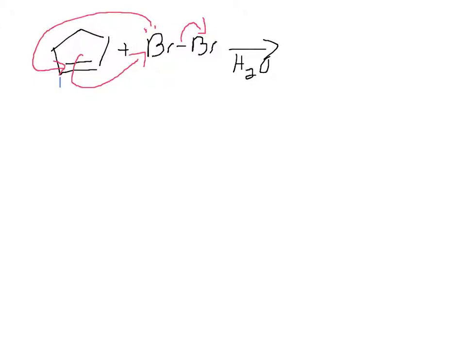Let's number our carbons: 1, 2, 4, 5. So the reason why the bromine comes back and attacks is so that we don't form a carbocation. We will not form a carbocation in this, and that is key. So imagine the bromine is up here at the top.